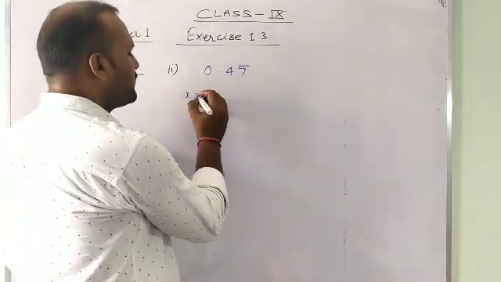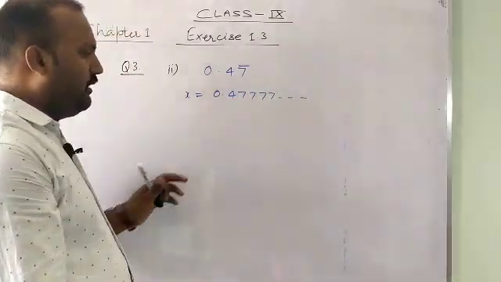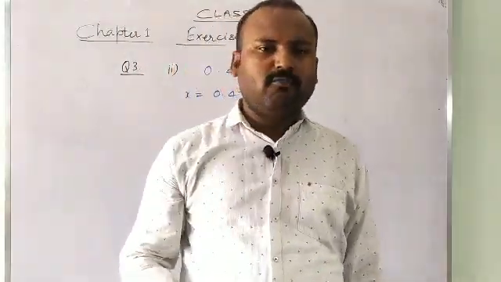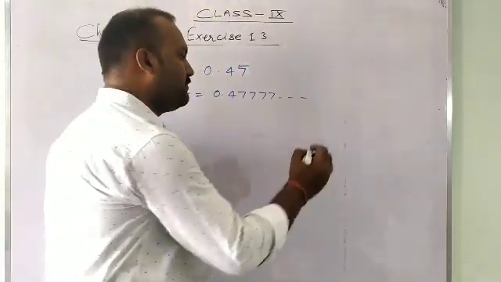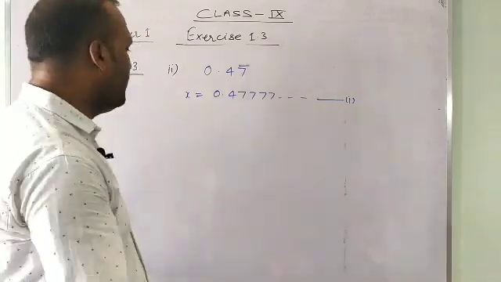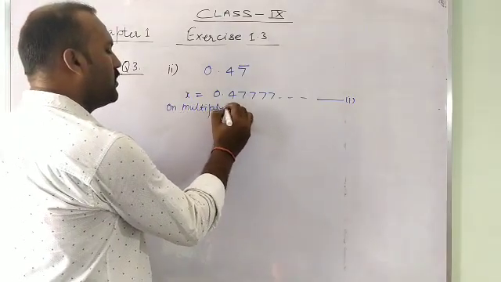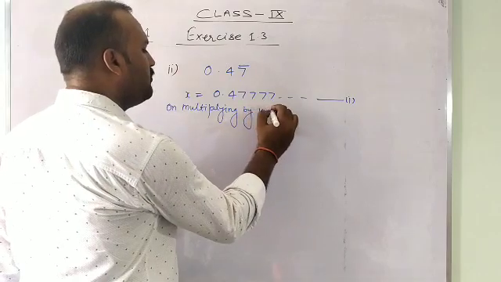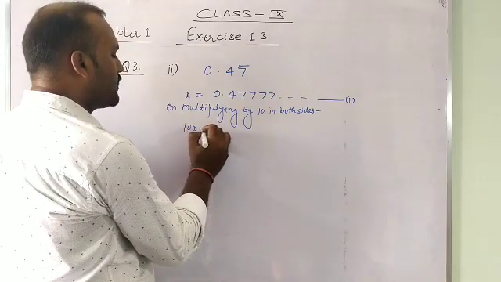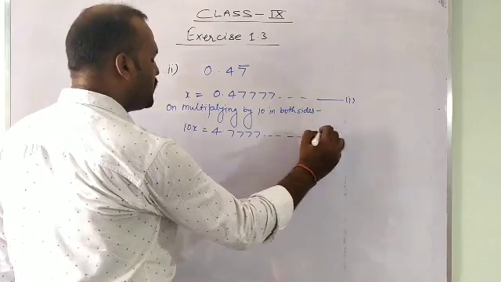Okay, and consider it is equals to x, like 0.477777, only 7 is repeating here, and which value after decimal is not repeating? Only 4. There is one digit. For one digit we have to multiply by 10. To write 4 before the decimal we have to multiply here by 10. On multiplying by 10 in both sides, you will get 10x is equals to 4.7777 and so on. This is equation number 2 now.